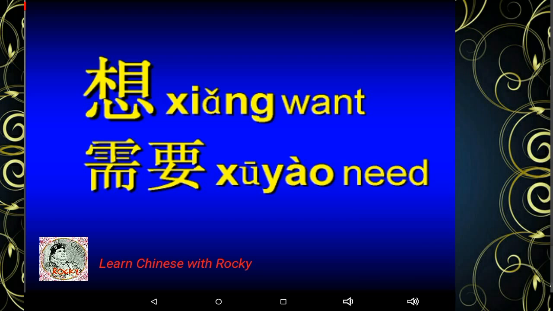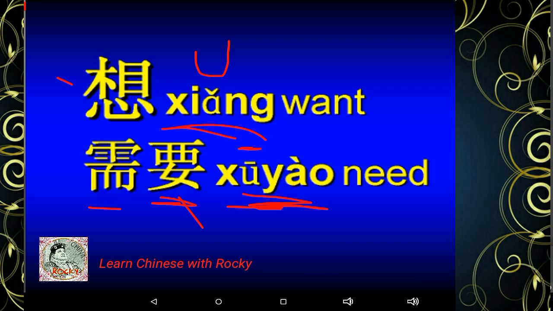Today, I'm going to introduce to you two characters. Actually, there's three characters. The first character is Qiang. Qiang is a third tone character. That is to say, it's a falling tone and rising tone. And the next two characters are Chu Yao. Chu, this first character, is a first tone character, meaning it's a constant level tone. And Yao is a fourth tone character.